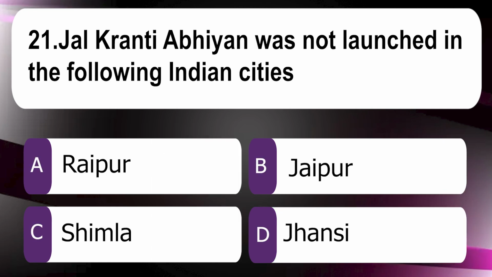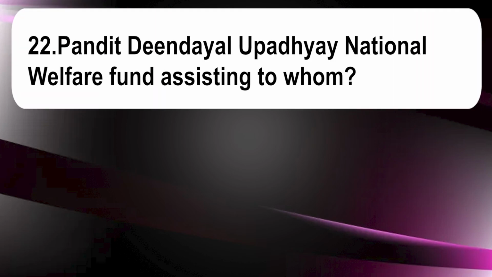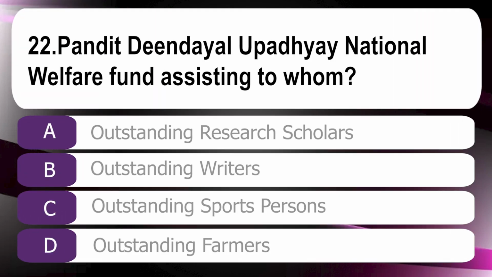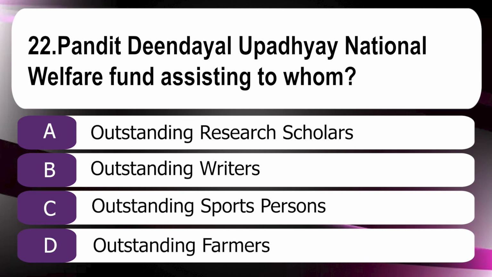21st question. Jal Kranti Abhiyan was not launched in the following cities. A. Raipur, B. Jaipur, C. Shimla, D. Jhansi. The correct answer is A. Raipur. 22nd question. Pandit Deen Dayal Upadhyaya National Welfare Fund assists whom? A. Outstanding research scholars, B. Outstanding writers, C. Outstanding sports persons, D. Outstanding farmers. The correct answer is outstanding sports persons.